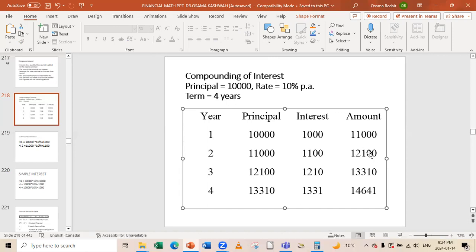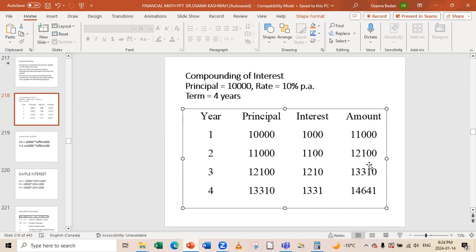I will take the 12,100 to the third year, because this is at the end of the second year, it will be the start of the third year. So I will take this amount, 12,100, multiply by 10%, it will give me 1,210. So I will add 12,100 plus 1,210, it will give me 13,310.